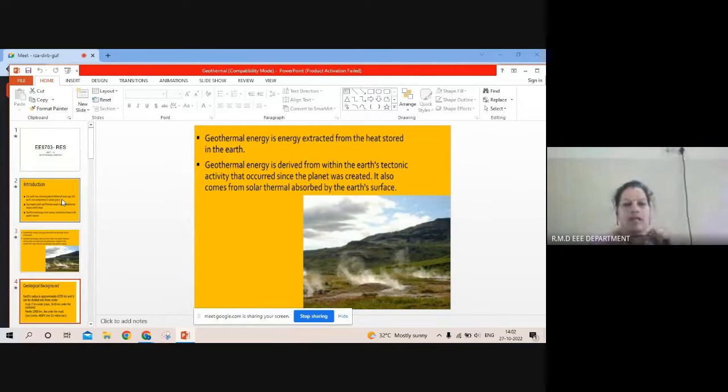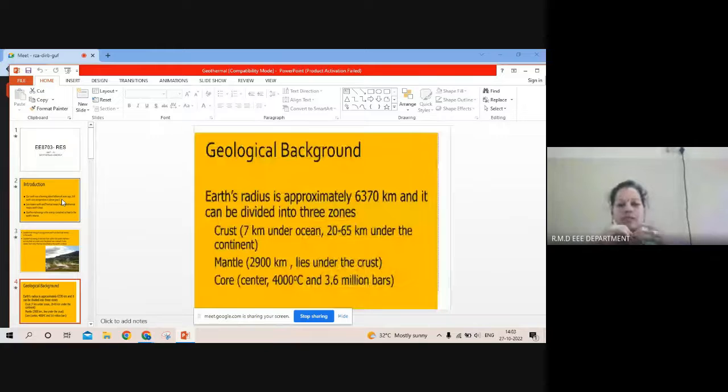Then coming to the geological background of the Earth, we all know that the Earth's radius is approximately 6,370 kilometers, and it can be divided into three different layers: the crust, the mantle, and the core. The crust is the outermost layer, about 7 kilometers under the ocean and 20 to 65 kilometers under the continent. The mantle is the middle layer of about 2,900 kilometers, lying just under the crust, followed by the core, at the center at about 4,000 degrees Celsius and 3.6 million bars.